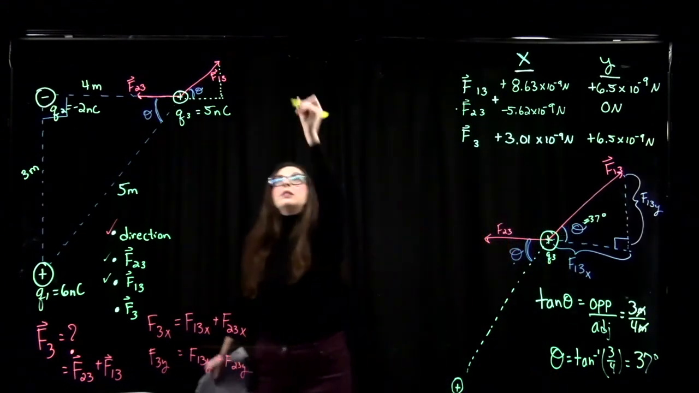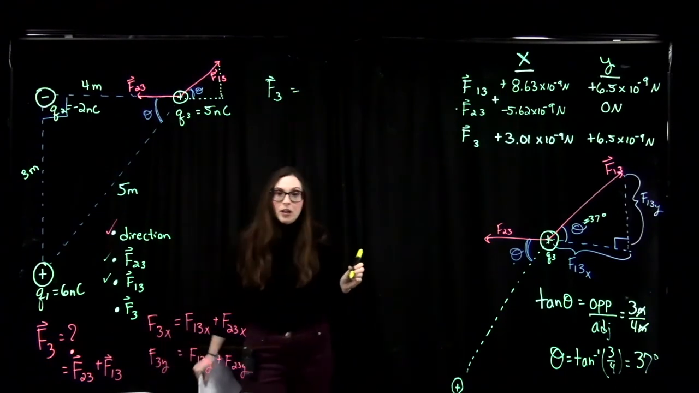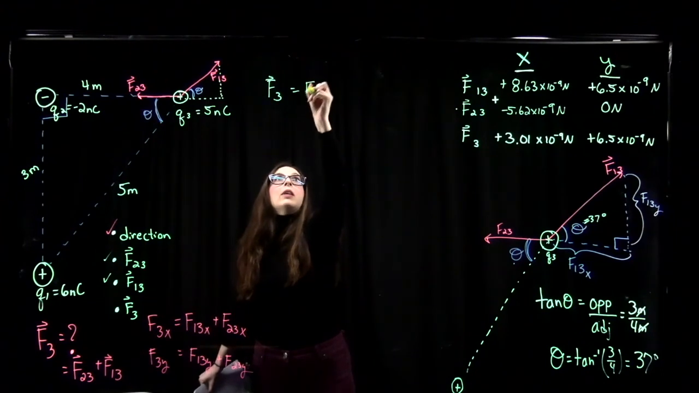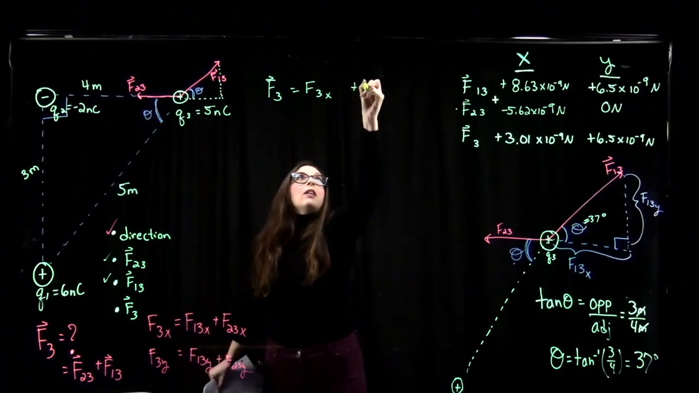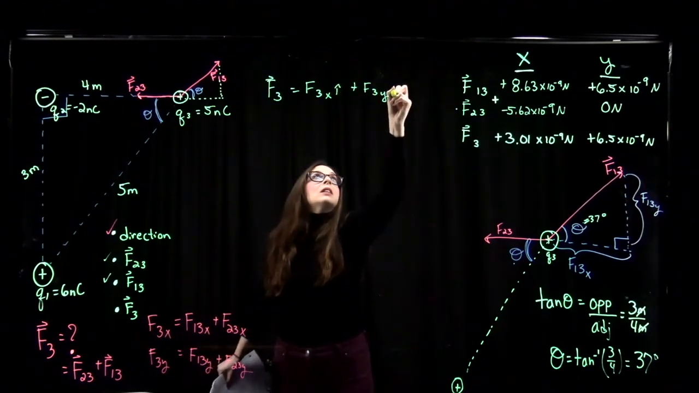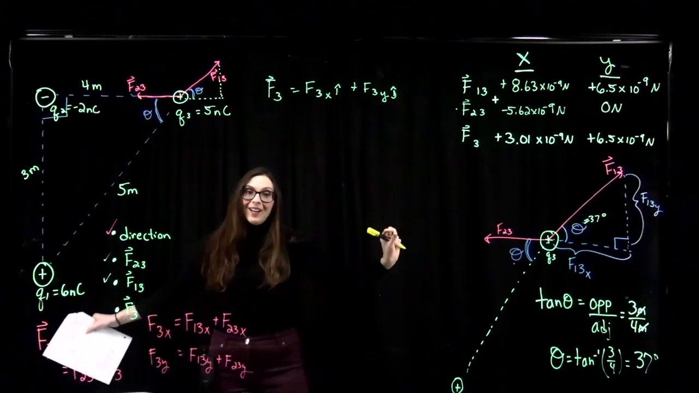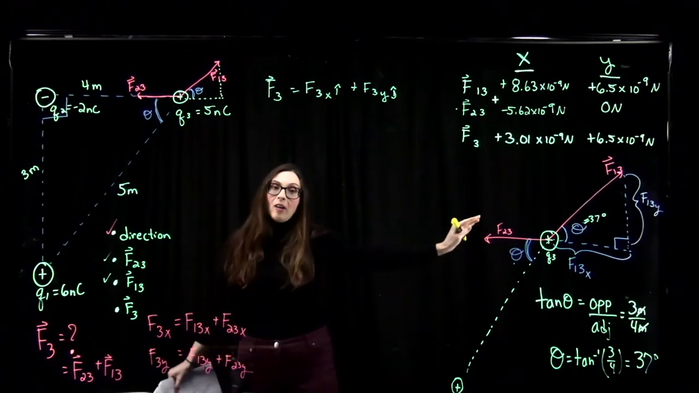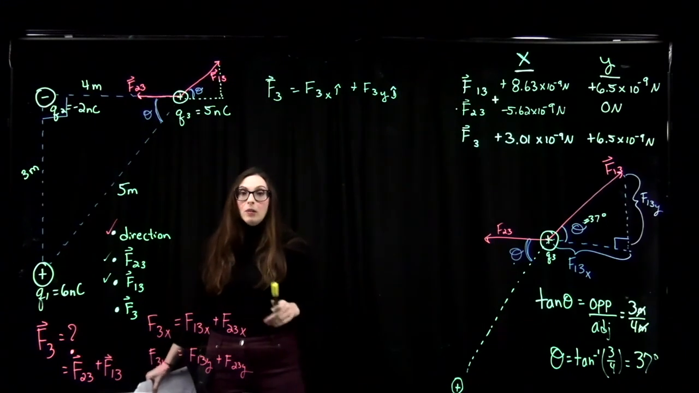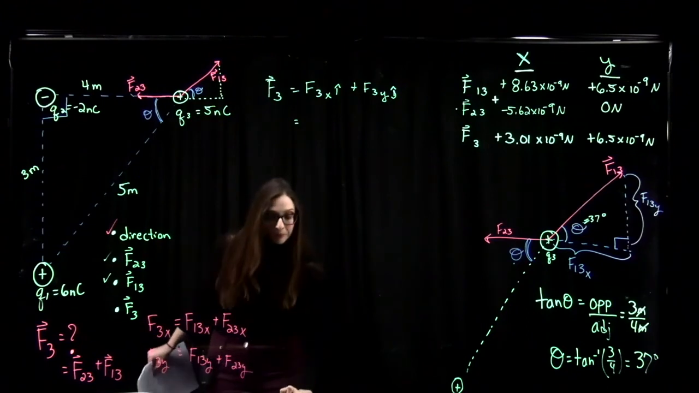So if I wrote F3 in unit vector notation, we could write it like this: F3x i hat plus F3y j hat. The i hat means that we're in the x direction on our axis, and the j hat means we're in the y direction along our axis. Those are our unit vectors from last semester.